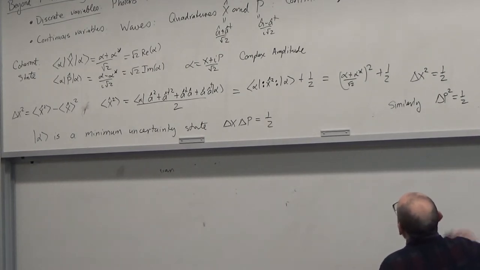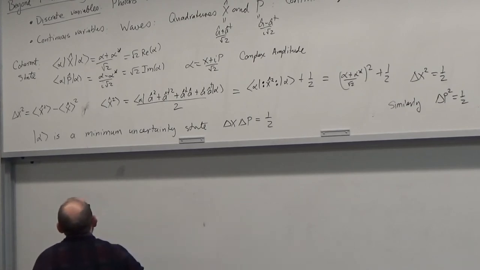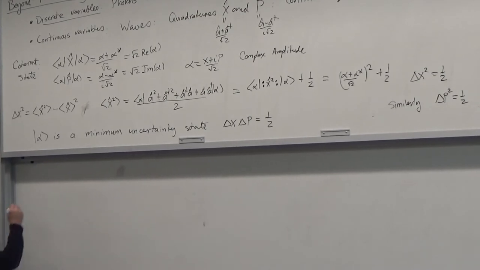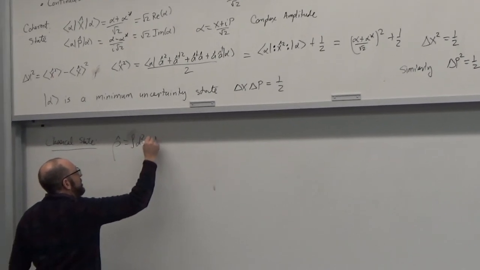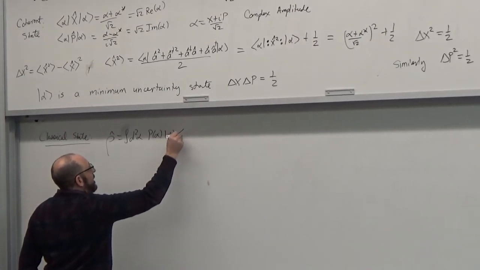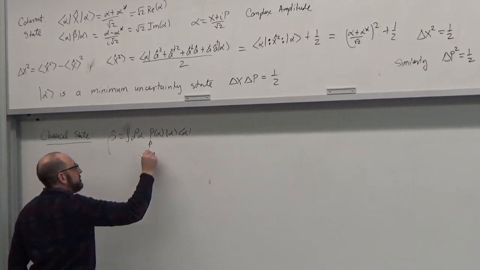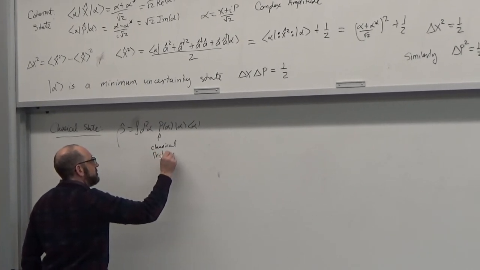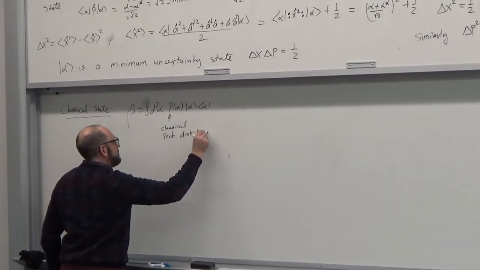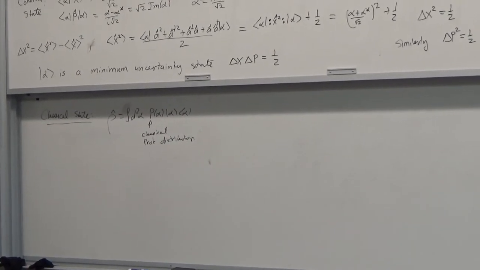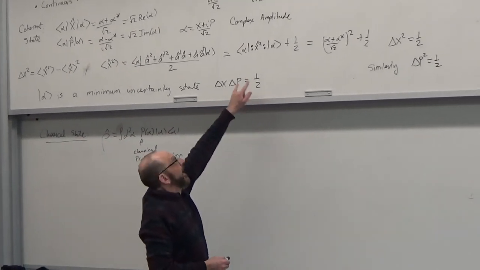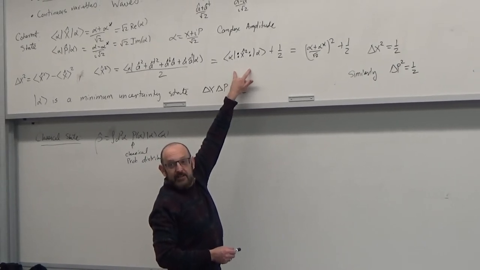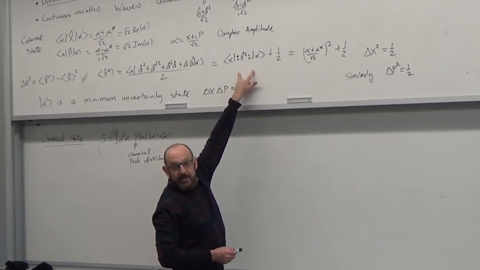So, what about for a general classical state, written as a statistical mixture of coherent states where this is a classical probability? What can you say about these fluctuations? Well, in that case, I'm going to have a statistical mixture of this guy, for a statistical mixture of coherent states.